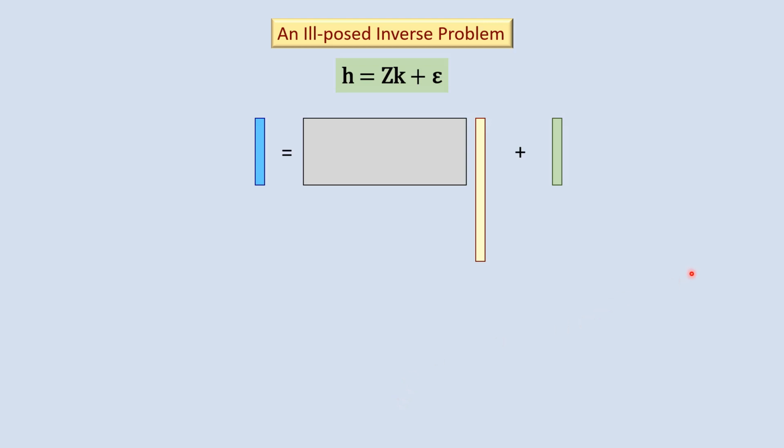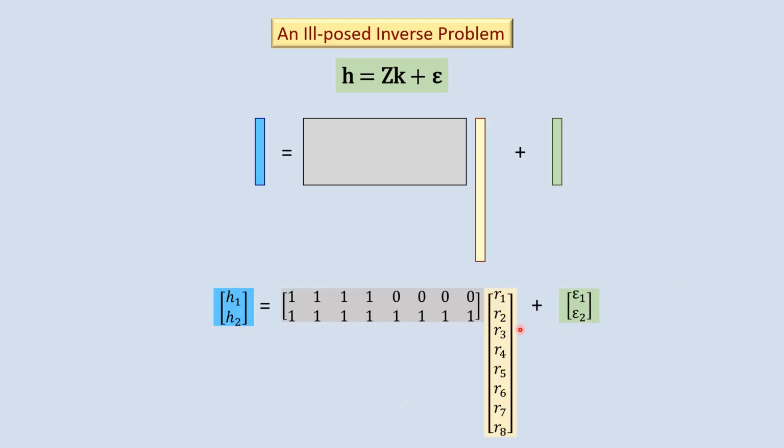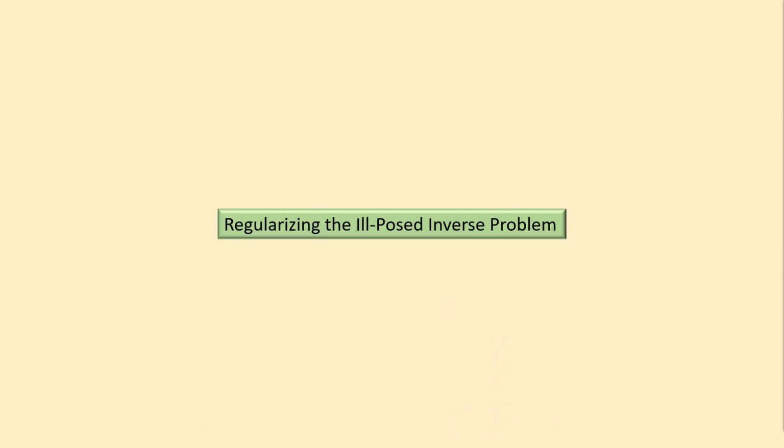Specifically, our inverse problem is written in this way: H1, H2, 4 ones in the top row of the Z matrix, 8 ones in the bottom. Here are our parameters that we want to estimate. There's measurement noise. Now let's regularize this inverse problem.